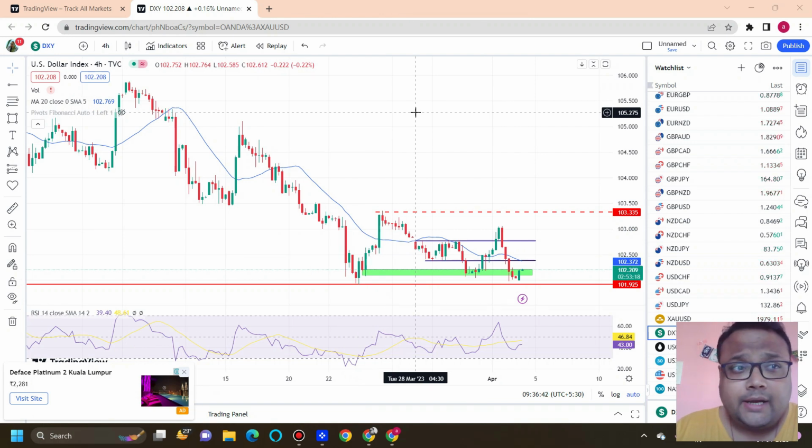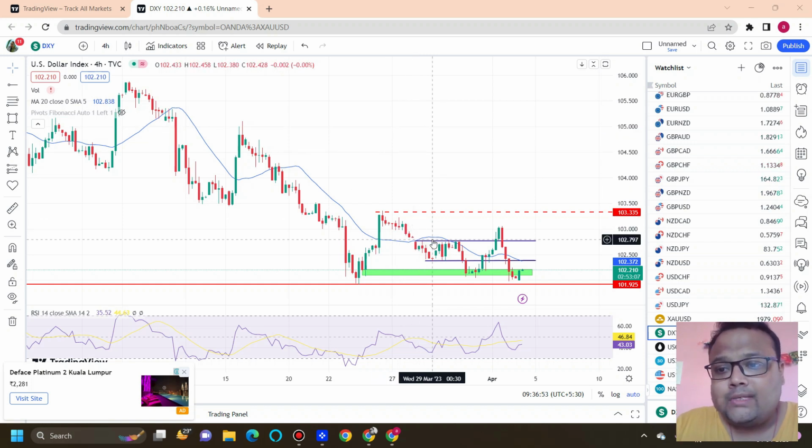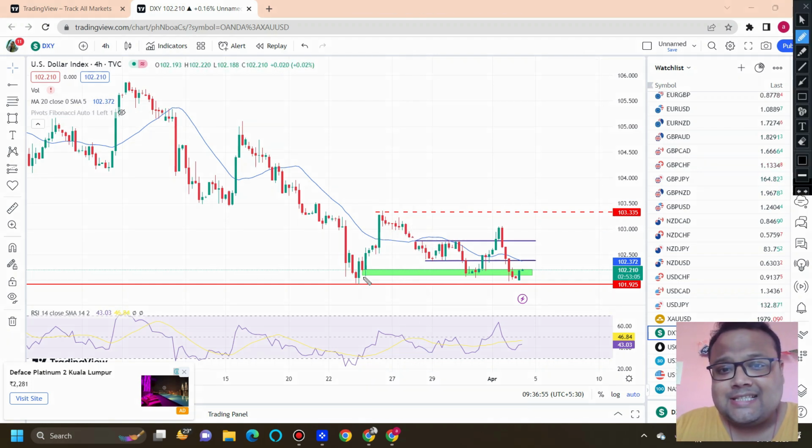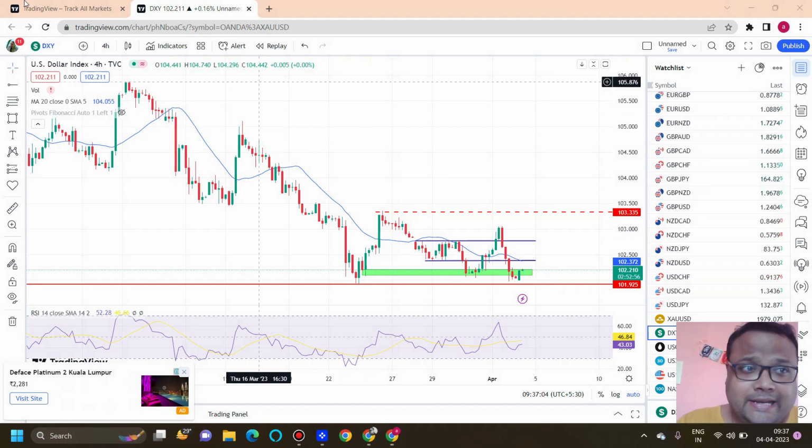Before Friday, even if the market or DXY tries to recover, the road will not be easy. There will be multiple resistances because the market is in a downtrend. This is a seller's market, and 101.90 is the last support of DXY. If the market breaks this level, then things will be really critical for the US dollar index.